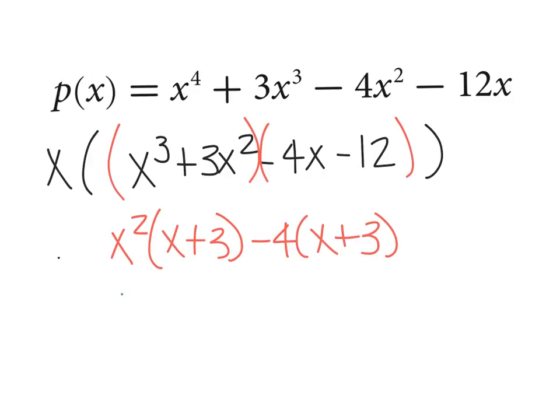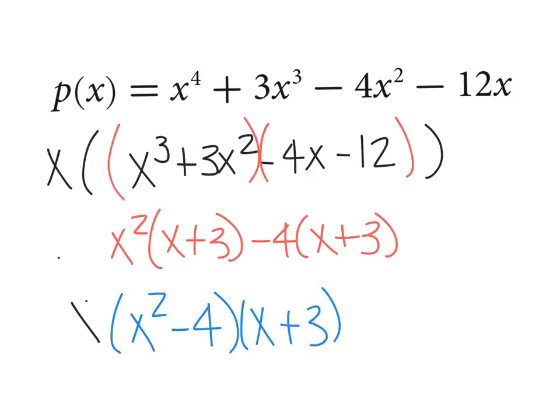So then if I rewrite this, it'd be x squared minus 4 times x plus 3. And don't forget our GCF that we brought down, which was x.